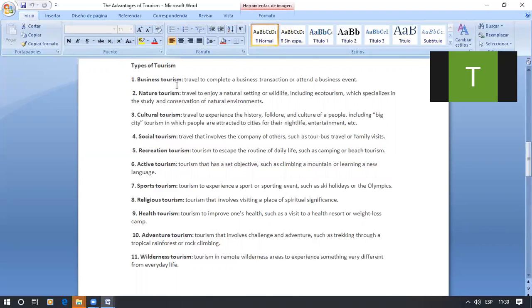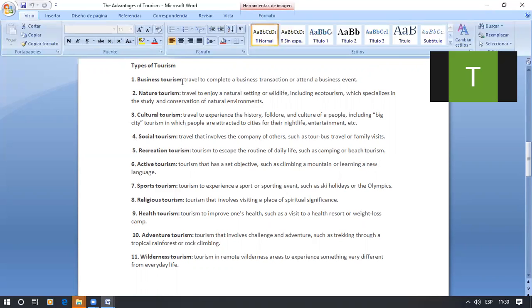We have business tourism, nature tourism, cultural tourism, social tourism, recreation tourism, active tourism, sports tourism, religious tourism, health tourism, adventure tourism, and wilderness tourism. And what is the meaning of this?